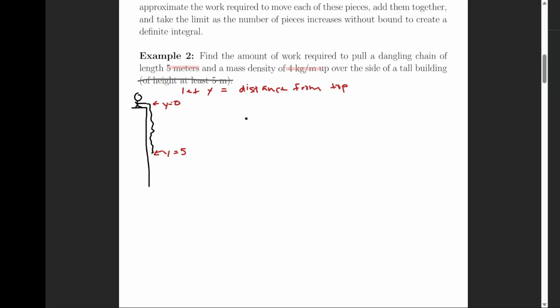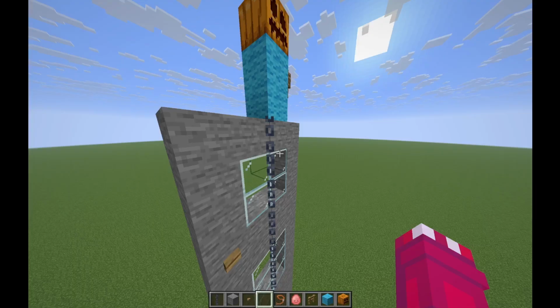Let's see. So now when we try to work out the problem, we write the general equation. So the work of a slice is going to equal force times distance, right? We're looking at a little slice at one point of the chain, right? So I'm going to try to explain this better.